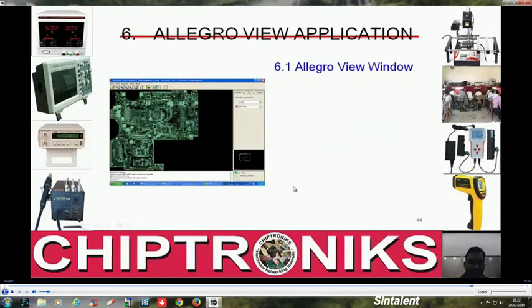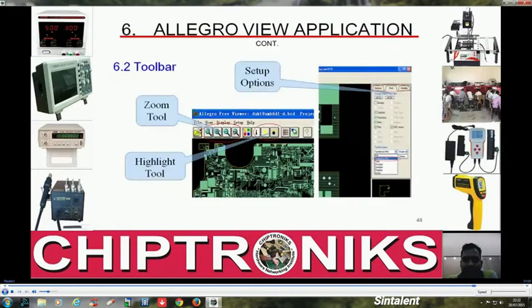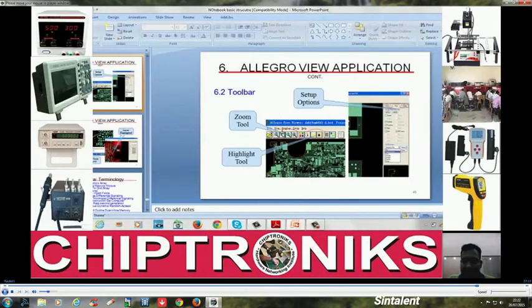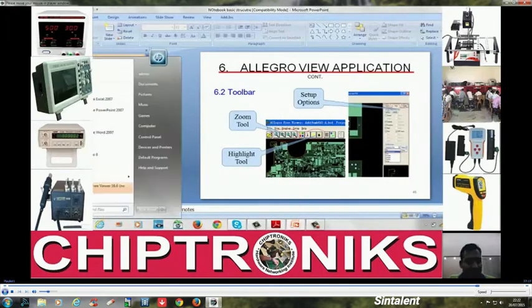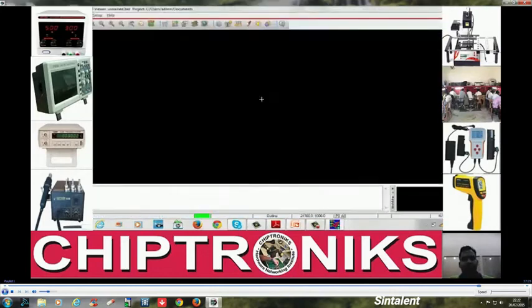Allegro is a kind of software to view the .brd files. .brd files are files which have complete information about the board, all the layers. So I'll just give a brief introduction on how to use this Allegro software. So let's go here. This is a kind of free software, and this is commonly used on notebook motherboards. This is designed by Cadence. So we'll go, and this is Allegro View.